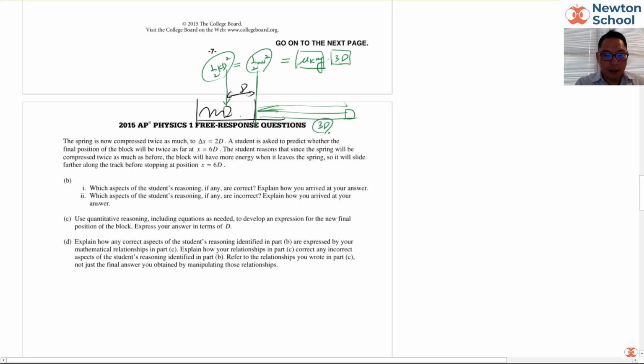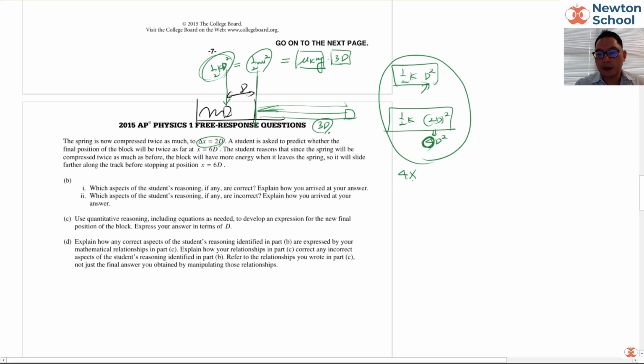Now, if you compress 2D, that means you doubled D, right? If you double D, what's going to happen to energy? If it's 1/2 k d squared, but if you doubled D, it's 1/2 k 2d squared. You'll end up with 4d squared coming out, so you'll have this 4. That means total energy stored will be 4 times, right?